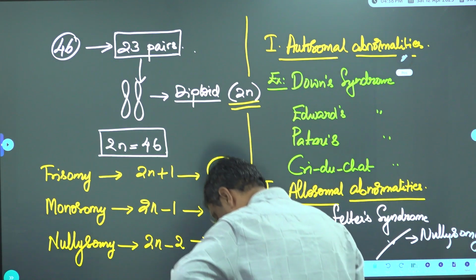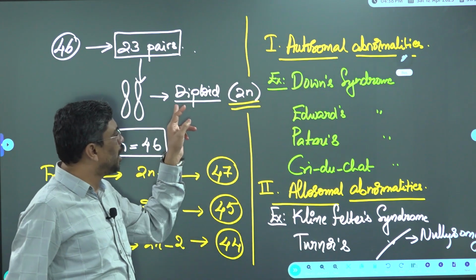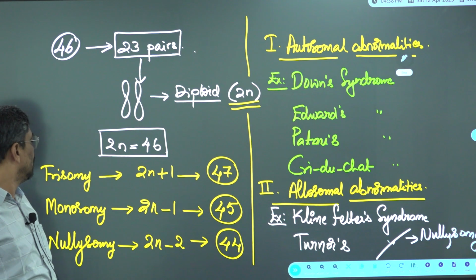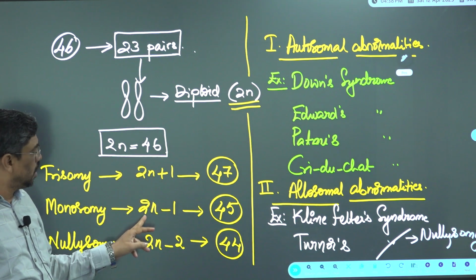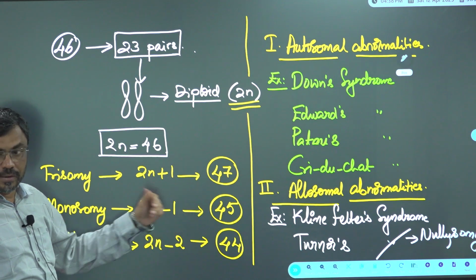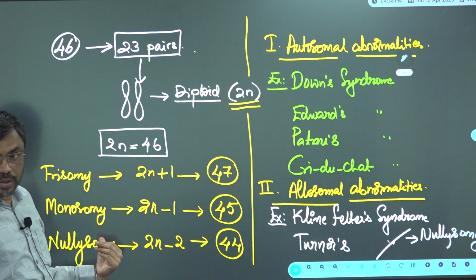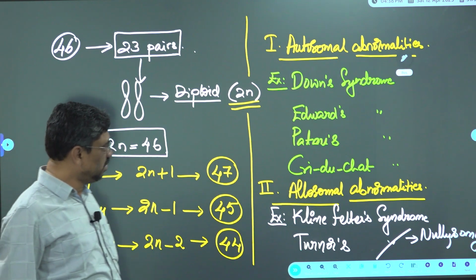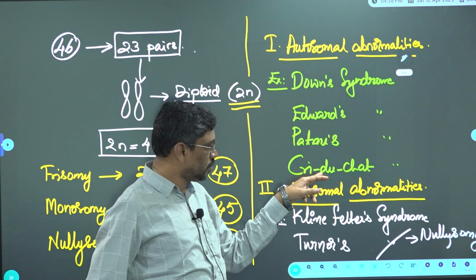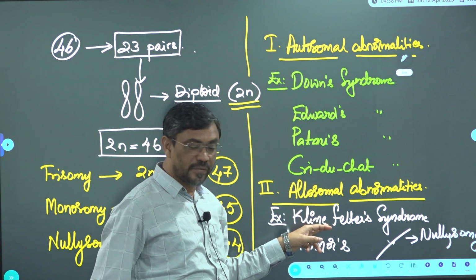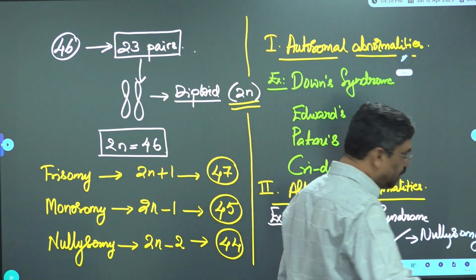Right. So 46 is equal to 23 pairs. It is the diploid condition, the normal way. If one chromosome is added, it is trisomy, 47 chromosomes. If one chromosome is removed, 45, monosomy. If two chromosomes are removed, that is 44, nullisomy. You have to remember this one. Autosomal abnormalities, for example, are Down's, Edwards, Patau's, and Cri-du-chat. Allosomal are Klinefelter's, Turner's, and nullisomy. Let us see them one by one briefly.